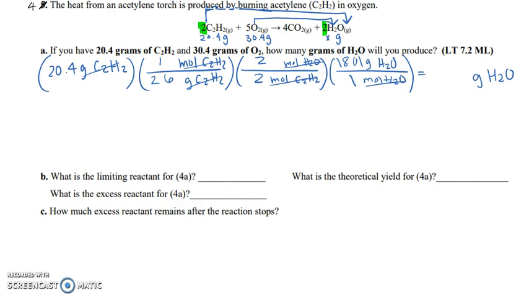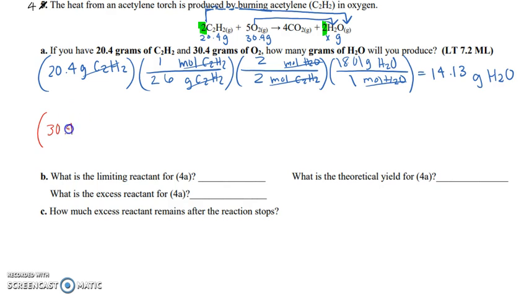Now I plug this in my calculator. 20.4 divided by 26 times 2 divided by 2 times 18.01, and I get a value of 14.13 grams. So I can produce 14.13 grams of water if I use all the C2H2 I'm given. What if instead of using the C2H2, I use all of the oxygen instead? Well, let's give it a go.